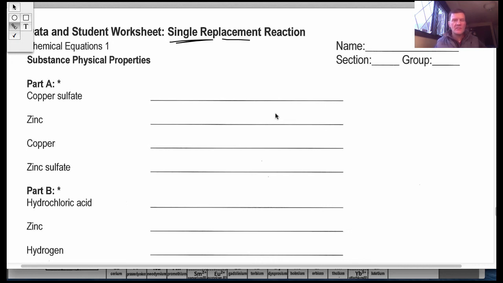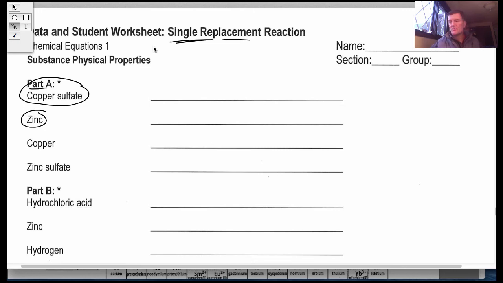Okay, now we can talk about our single replacement reactions. Our single replacement reactions are going to involve a solution, and then a single element. This is a single replacement. So let's talk about our part A reaction here. In part A, we're going to have a solution called copper sulfate, and we're going to introduce the metal zinc to it. Metal zinc is going to be your single element that we're going to introduce there, and we're going to see what happens as a result. Okay?